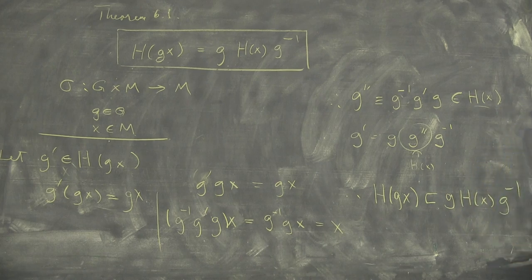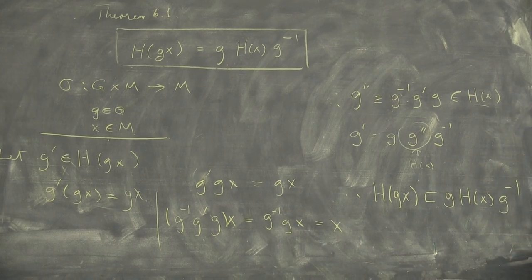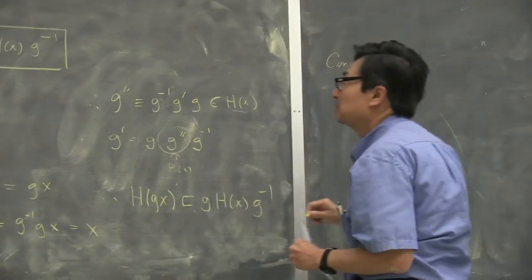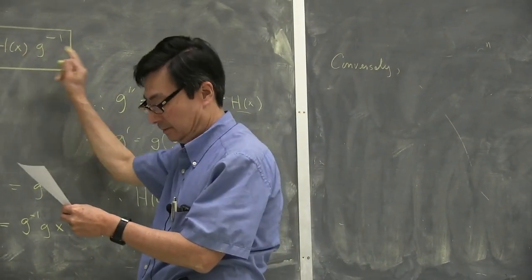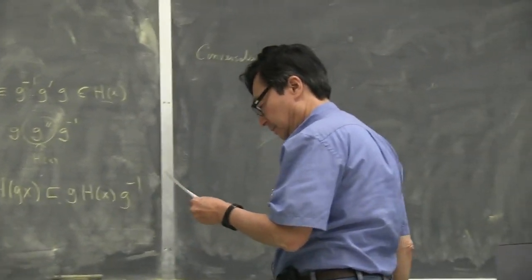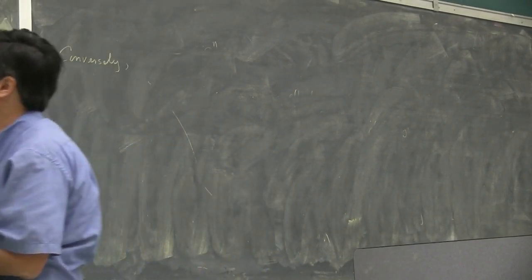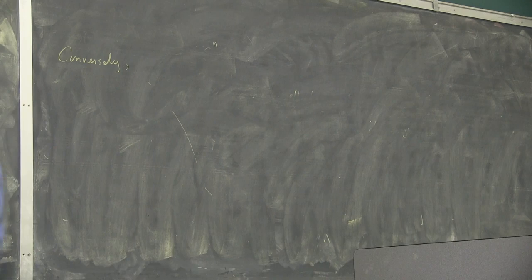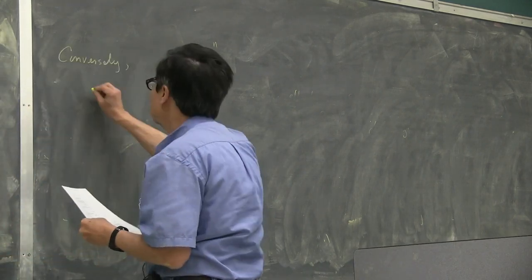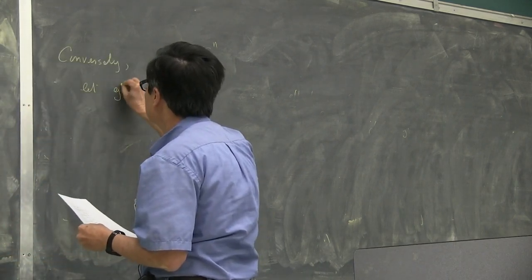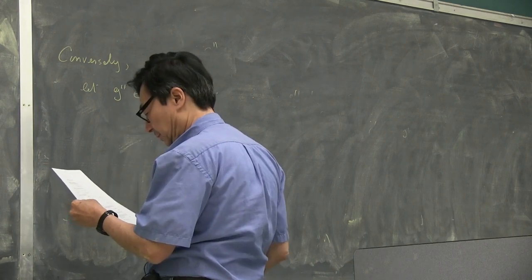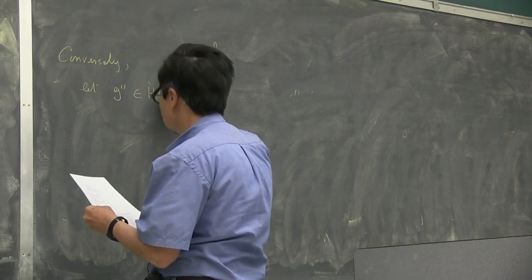Conversely, suppose I have something in here, right? I'm sorry. Let me say g double prime is in here. Let g double prime be in Hx.